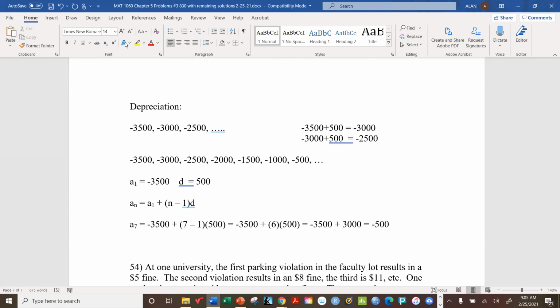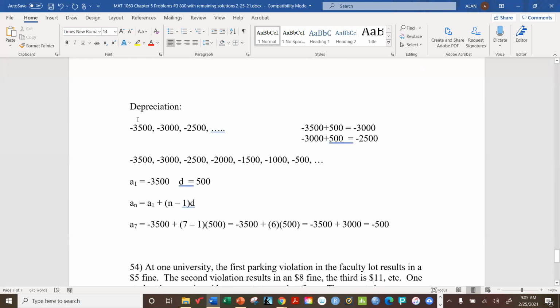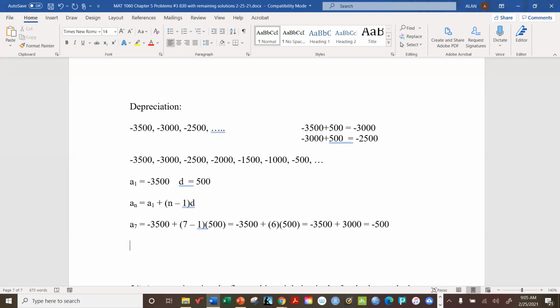That was part A. Now part B says, how much will the car be worth at the end of the 7th year? So this one is a little bit tricky. We haven't done this before. That's why I'm saying that. So here's what you have to do.